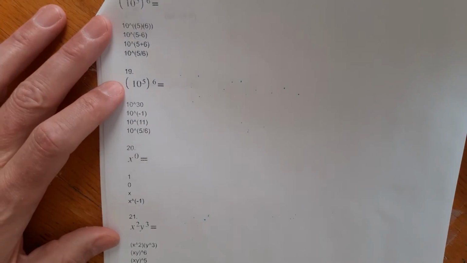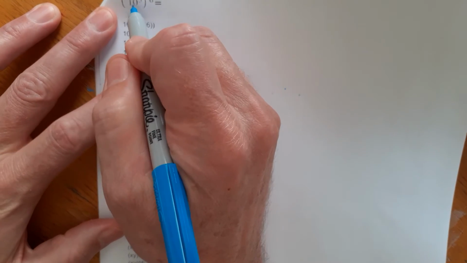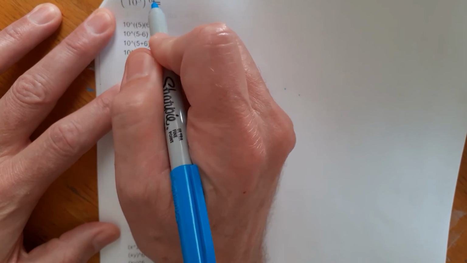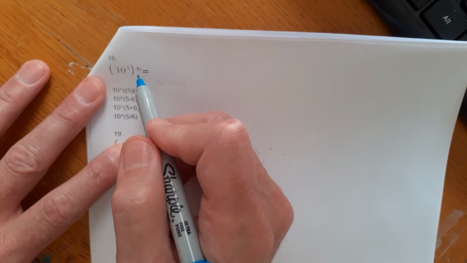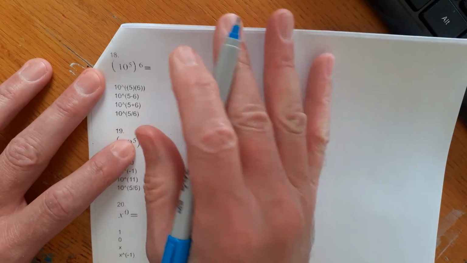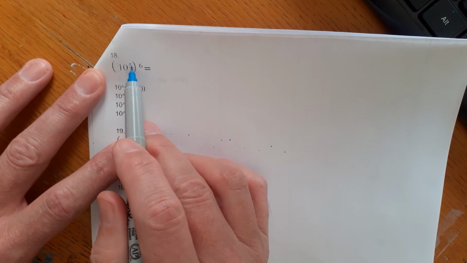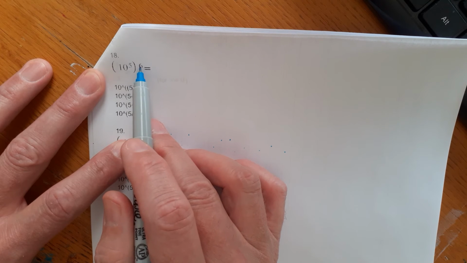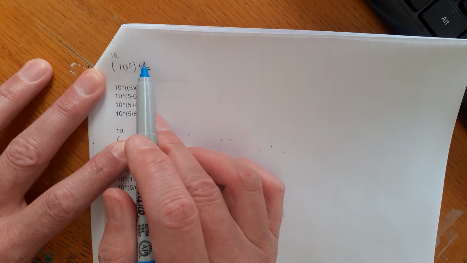Okay, here's another example. They're going to give us this one, 10 to the 5th power, and there's 6 of them. It's to the power 6. 10 to the 5th to the power 6.